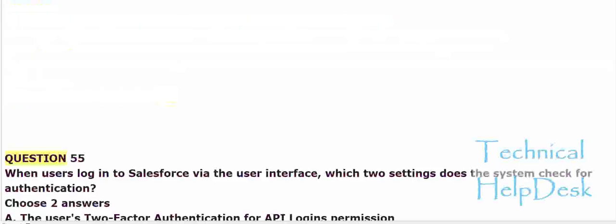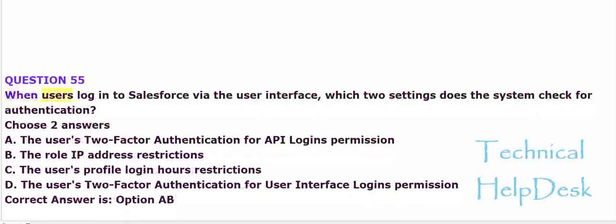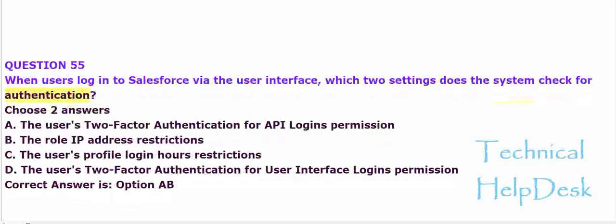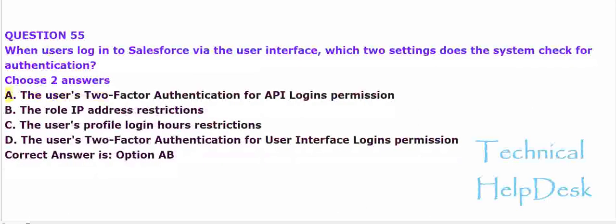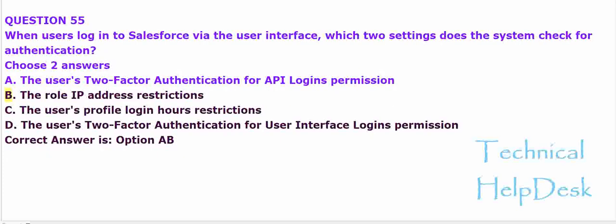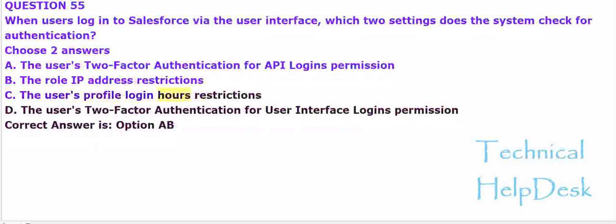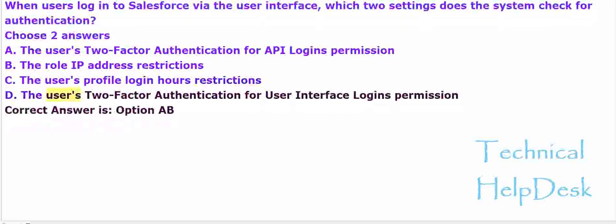Question 55. When users log into Salesforce via the user interface, which two settings does the system check for authentication? Choose two answers. A. The user's two-factor authentication for API logins permission. B. The role IP address restrictions. C. The user's profile login hours restrictions. D. The user's two-factor authentication for user interface logins permission. Correct answer is option A.